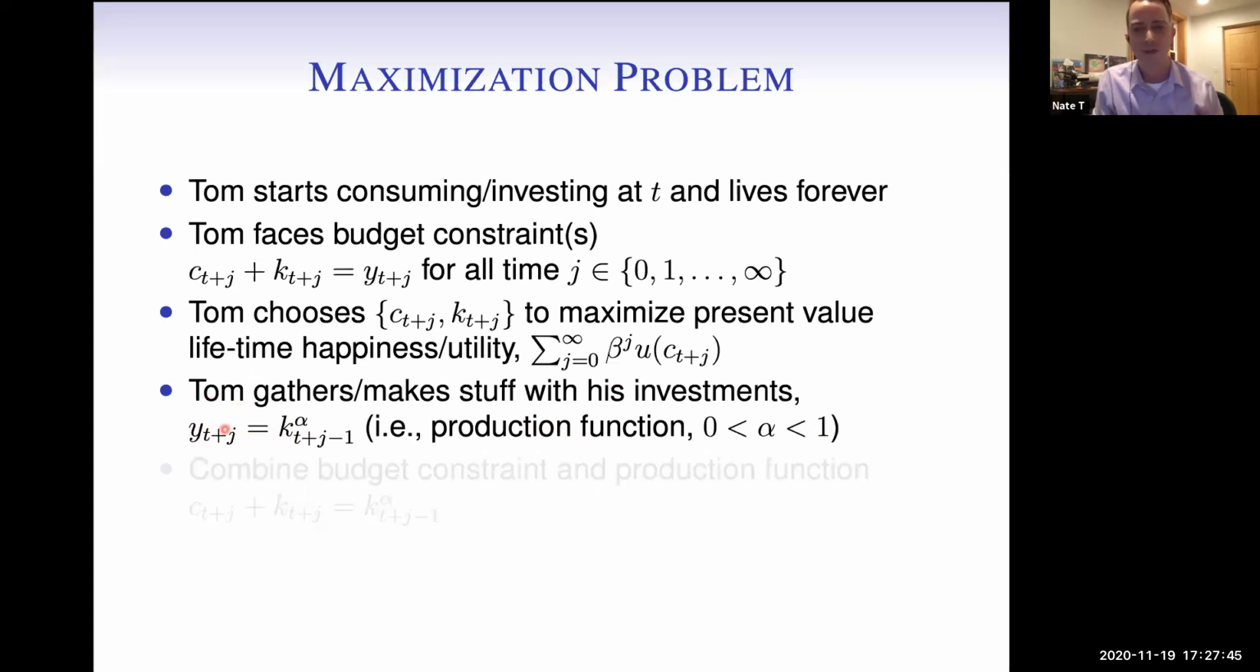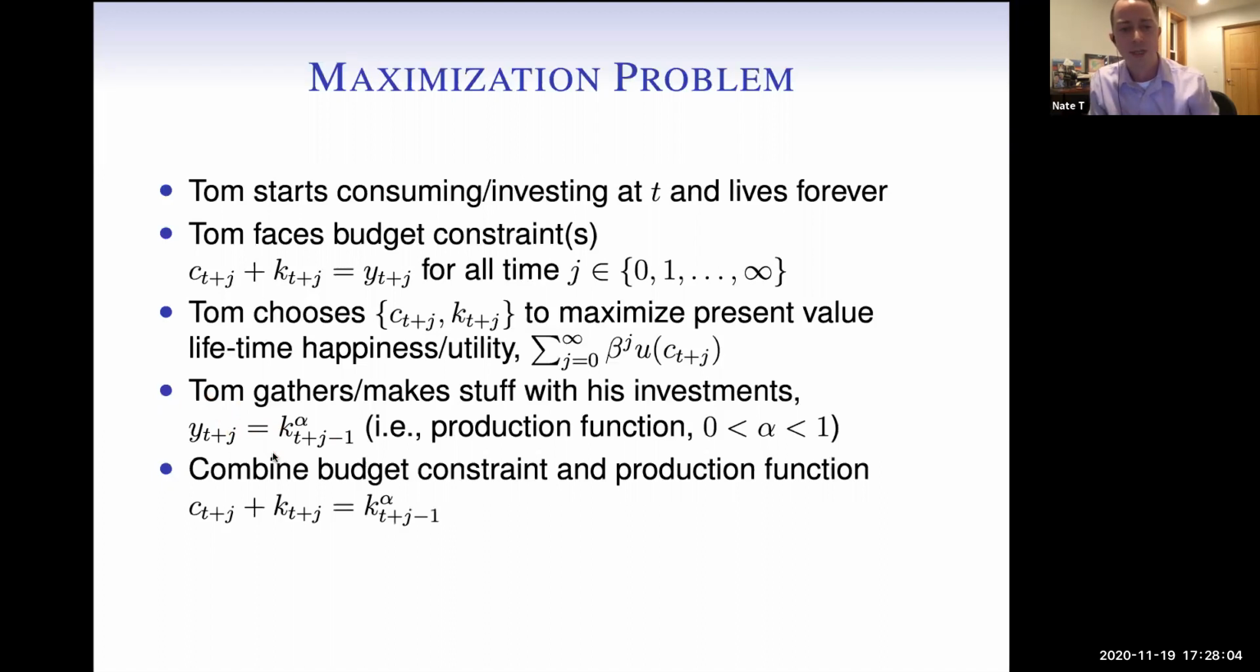So this production function has the same shape as the utility function and the same idea. If you invest more, it's going to increase your income, but if you continue investing, it's going to increase your income at a diminishing rate. So this is the same assumption that we made about the utility function. And then you can combine this budget constraint, consumption plus investment goods equals this production function. You can plug this into the budget constraint for y t plus j. So that is a maximization problem: maximize present value lifetime utility subject to this budget constraint.